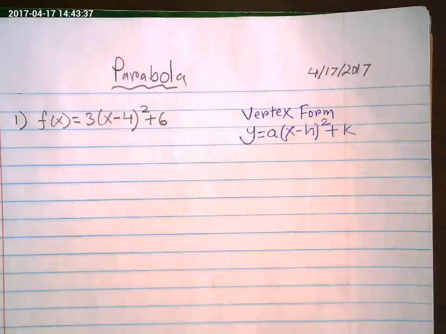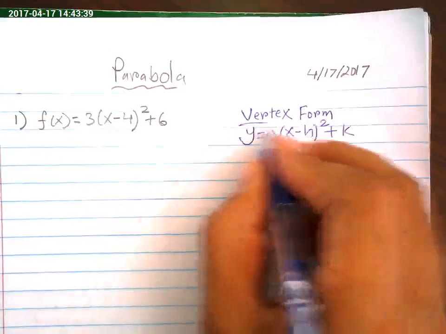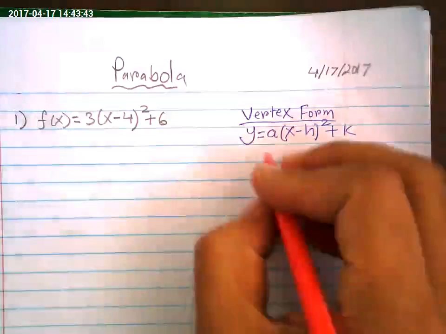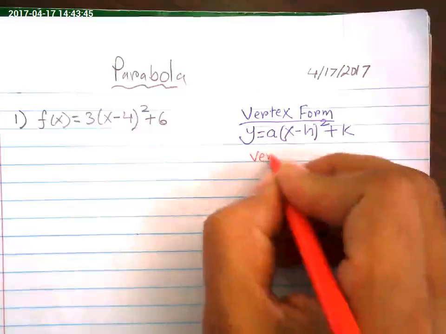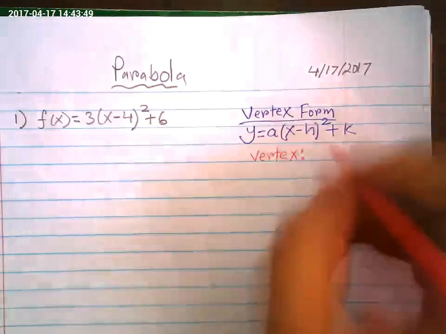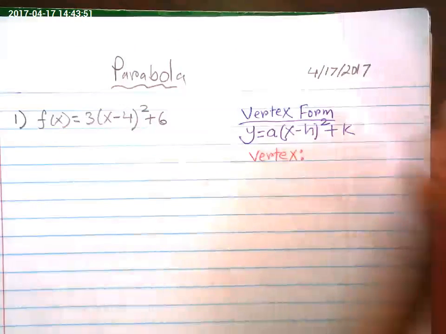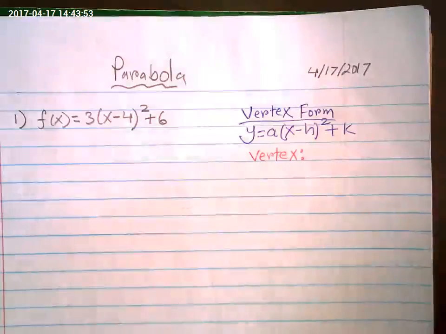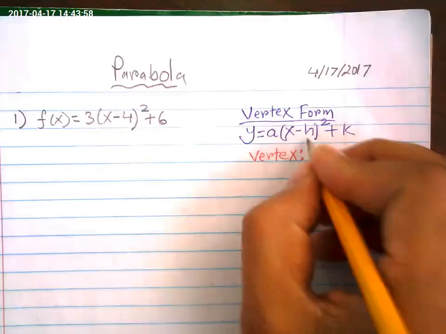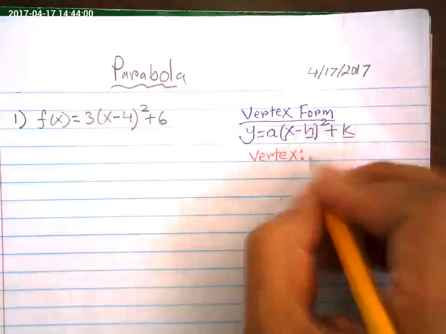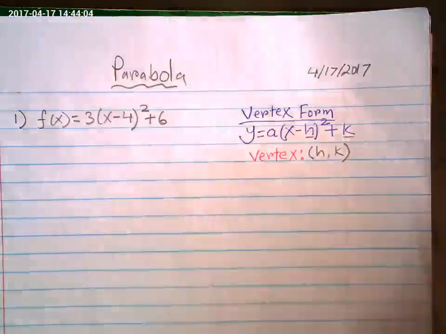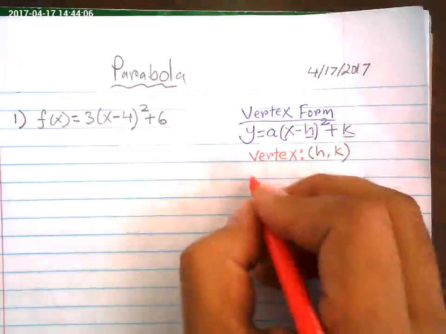Remember this? From here, we learned a word: vertex. Who can tell me what the vertex is in here? If you can remember. The vertex is (h, k). Yeah, h and k.